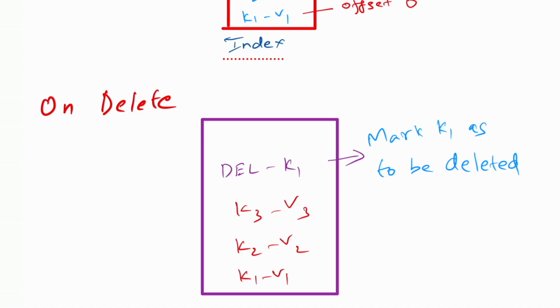So what we do is we just write a special entry in the file saying key 1 has been deleted. Some marker we keep, and say that, okay, when you encounter this, assume that key 1 has been deleted, right? This is called a tombstone, okay? This is a marker for deletion.